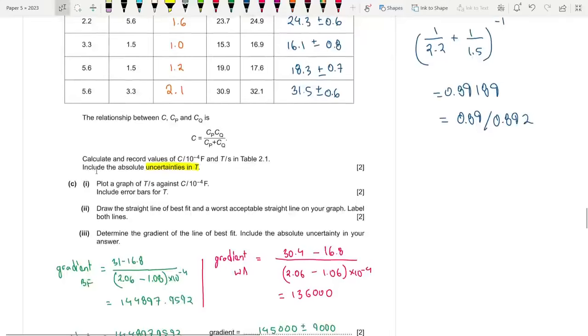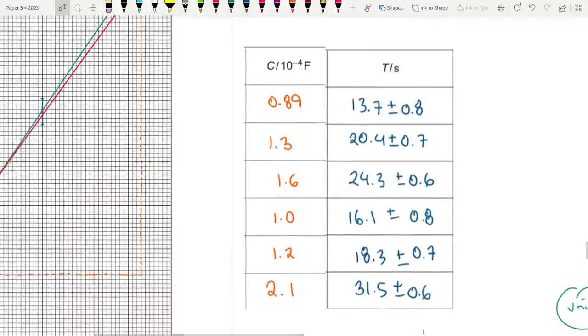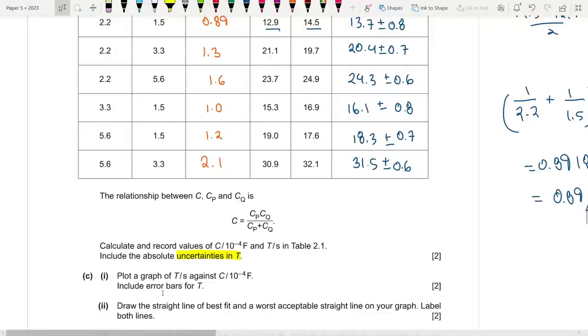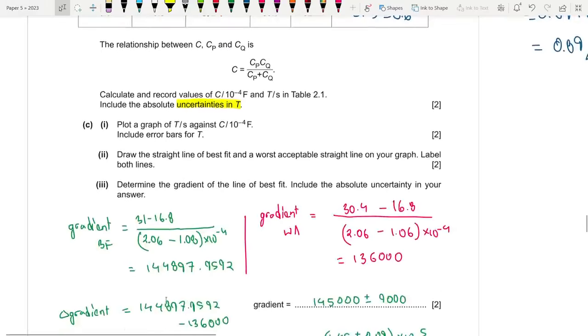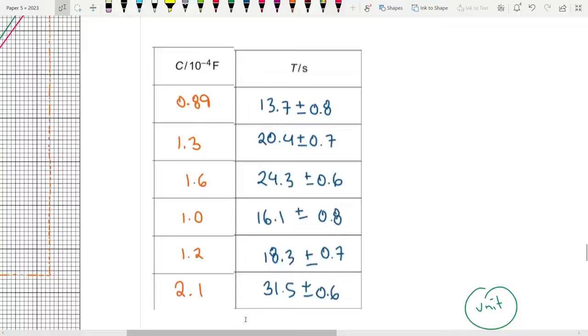Now let's move on to the diagram. So you can plot the graph using these values. It's actually a graph of what exactly? What was it? T against C. Here you go, T against C.